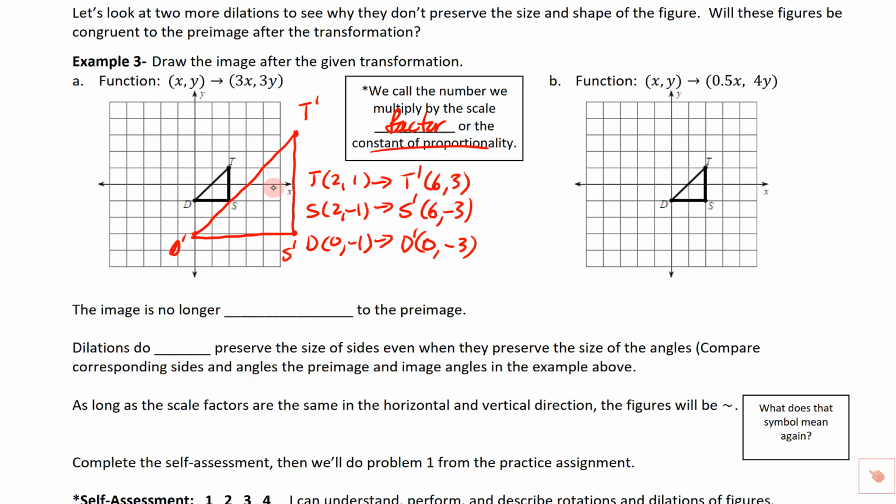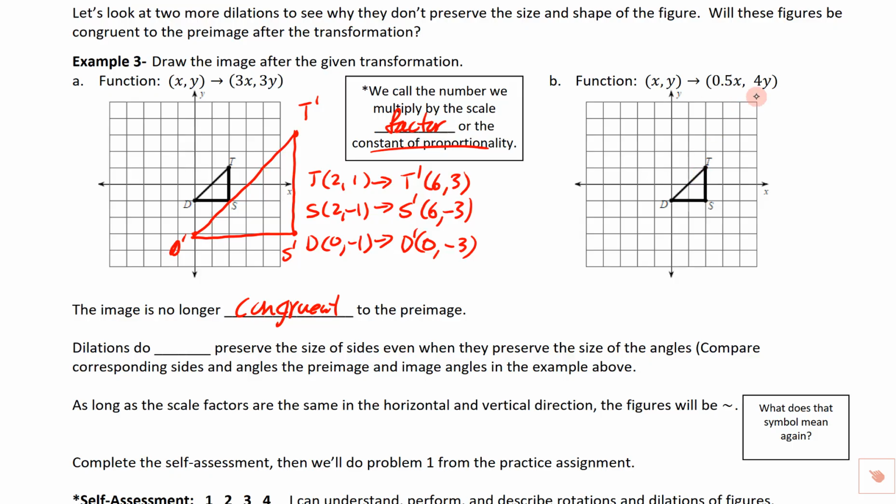But what I'd also like you to note is this angle is still the same size as that one right there. If we were to take out a protractor, it's still the same size, but it's the side lengths that have got much, much bigger. So the image is no longer congruent to the pre-image, okay?